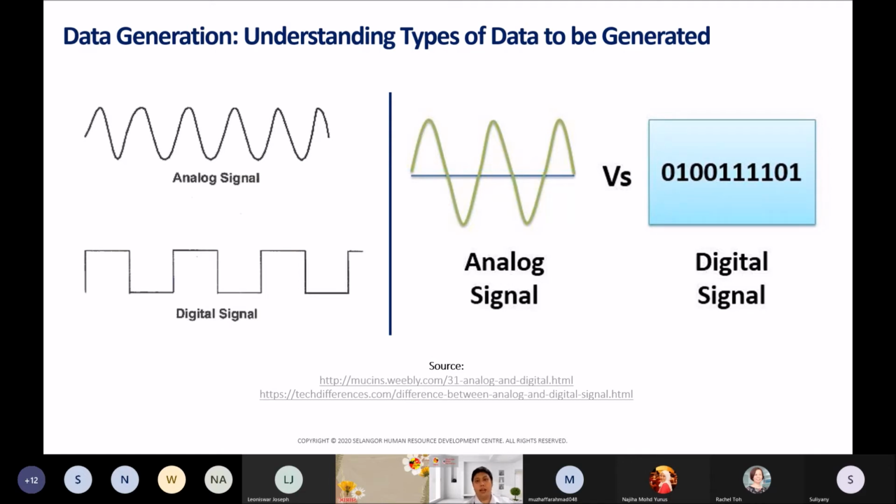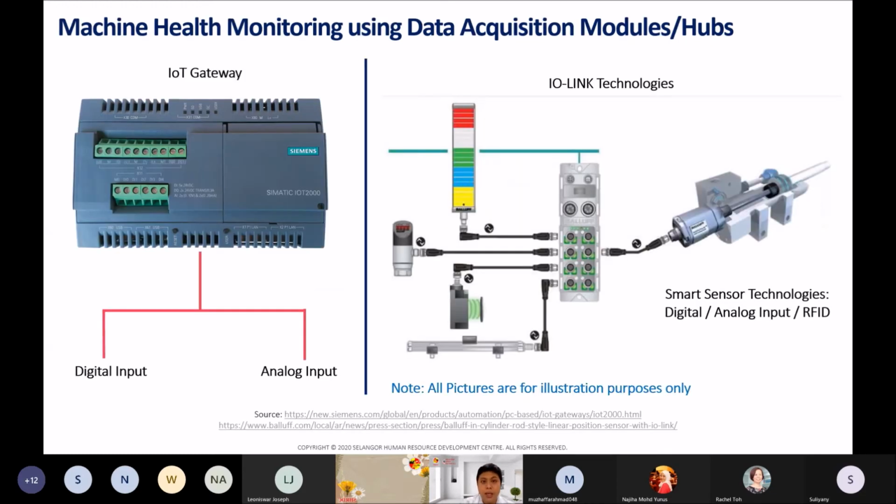So is the light on or is the light off? Is the part there or the part not there? Those are digital signals, right? If you need to measure things in weights or temperature or humidity, then those are analog signals to be considered. So these kind of signals can then quantify what you want to monitor in a particular machine.